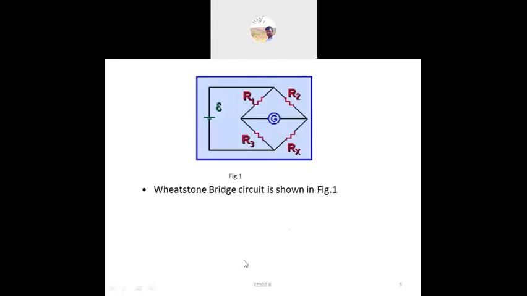Now let me go to the circuit. Here is one Wheatstone bridge. This bridge is named the Wheatstone bridge, and the component labelled G is the galvanometer.